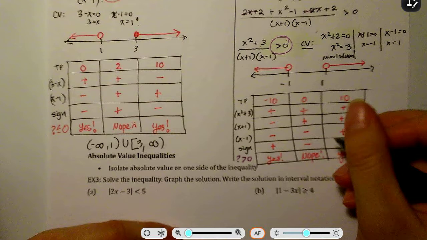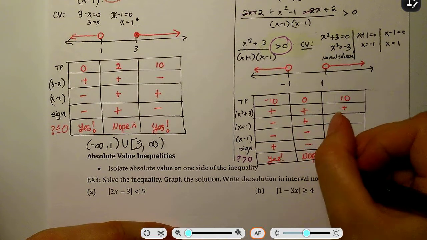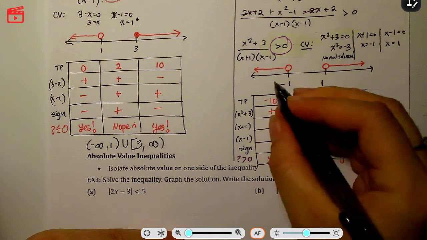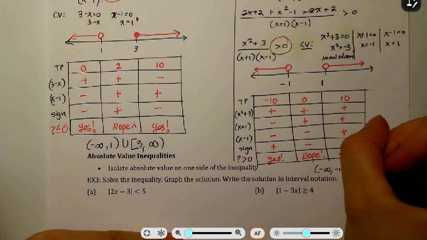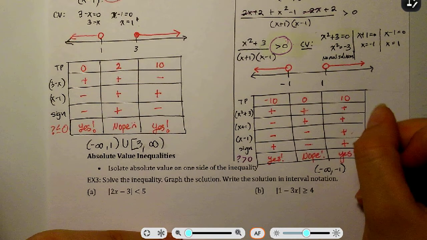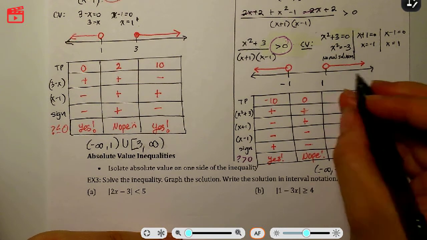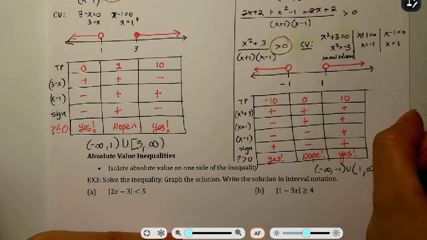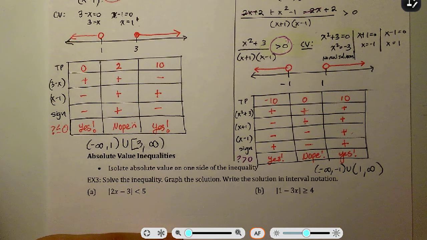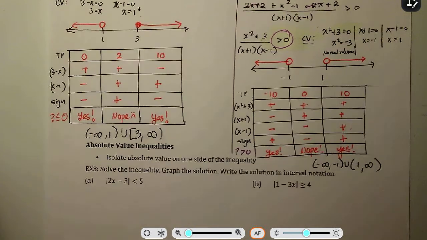Lastly, let's go ahead and do interval notation. So starting from -infinity, we go until -1. Don't include it. Start again at 1 and go till +infinity. All right, hitting the last stretch here. Awesome.